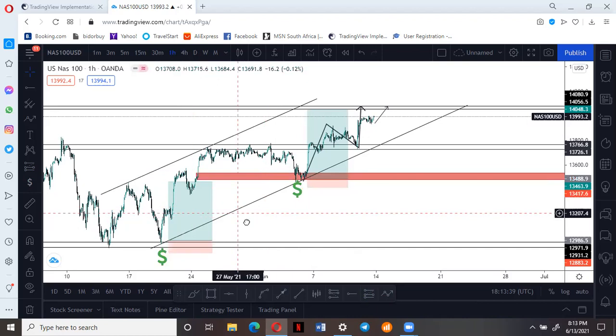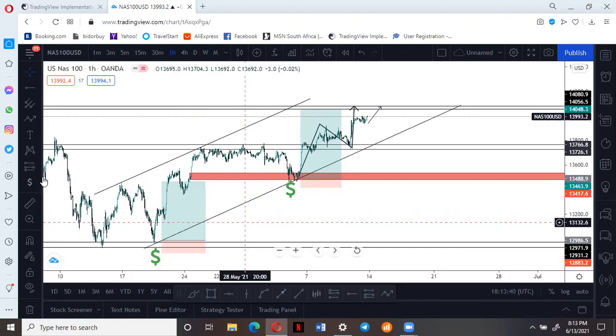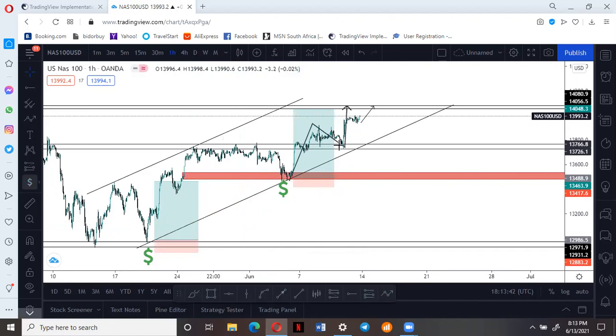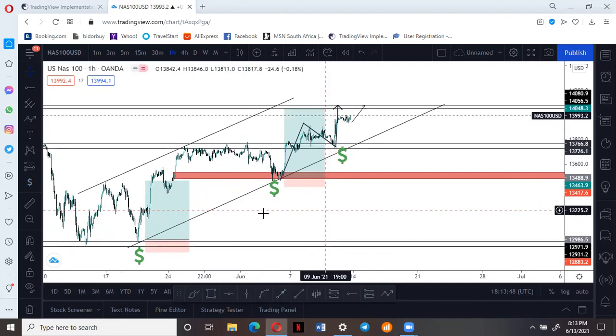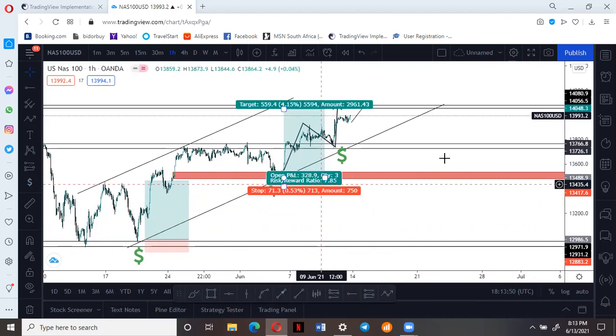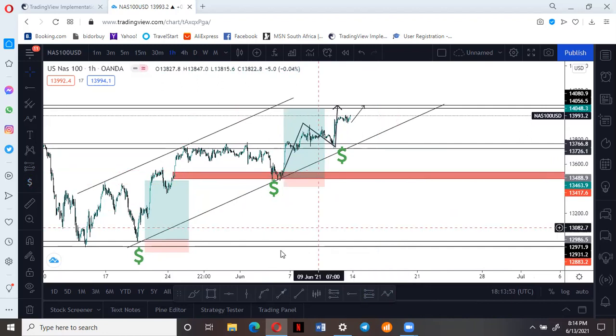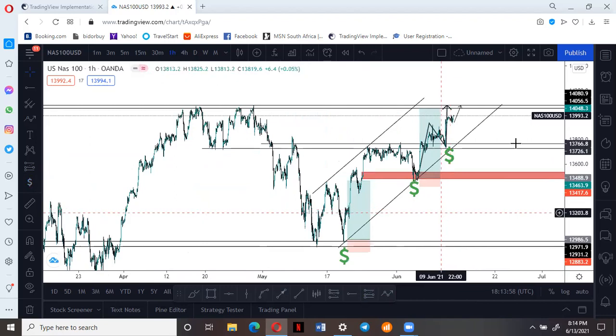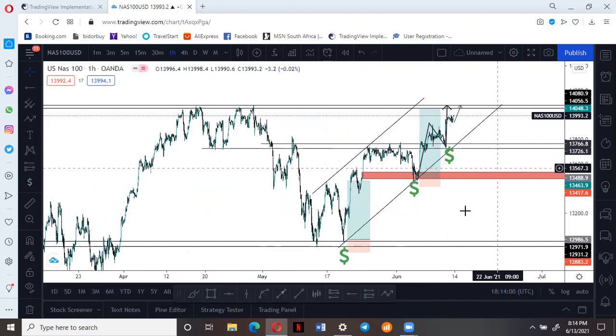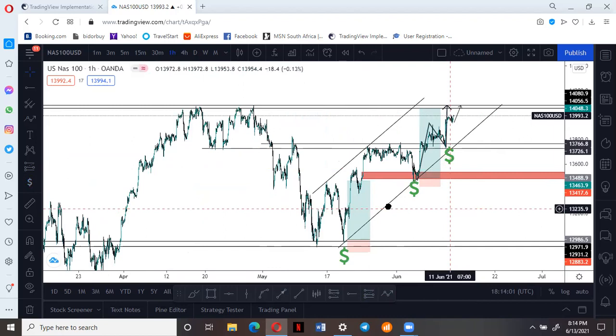So now we can tell that even here, some people entered here. We can tell that there is a lot of money left this side. There's a lot of demand this side, right? And if you can apply your order blocks right, you will see that there's a lot of demand this side. So now what are we expecting?